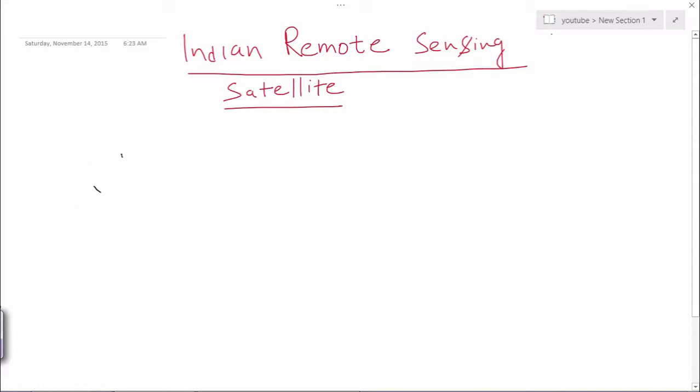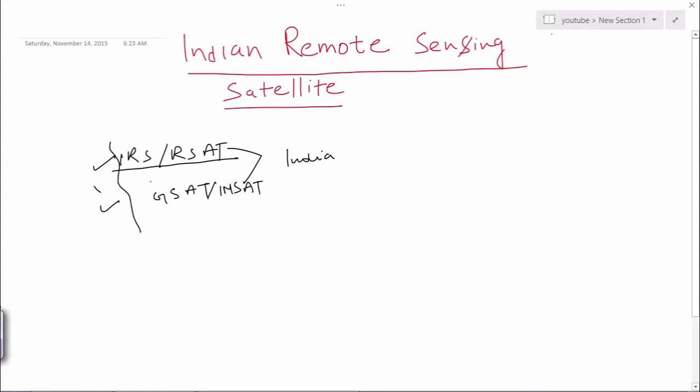Now the IRS, also called the RSAT, Remote Sensing Satellite, is a part of India's dual satellite system along with GSAT, that is the Geosynchronous Satellite System, also called INSAT. These are the two main satellite systems of India, each serving a specific purpose, and it is mainly the purpose on which these satellite systems are divided. Now in this video we'll be looking particularly at IRS, which is the Indian Remote Sensing Satellite.